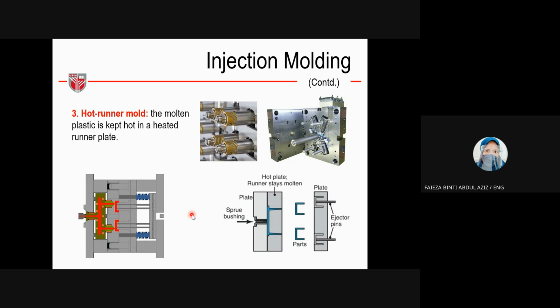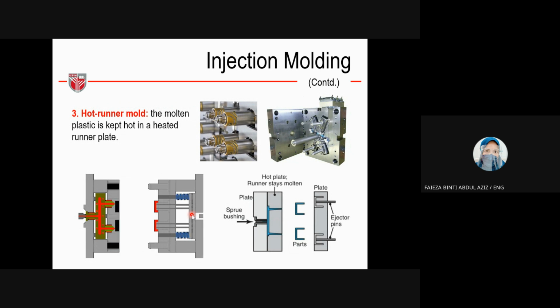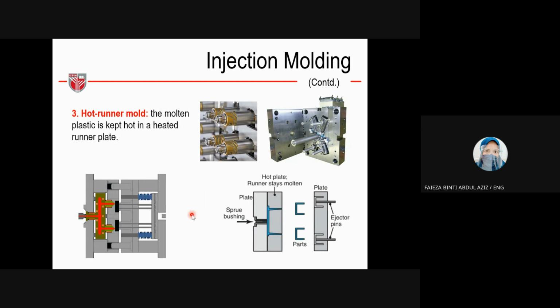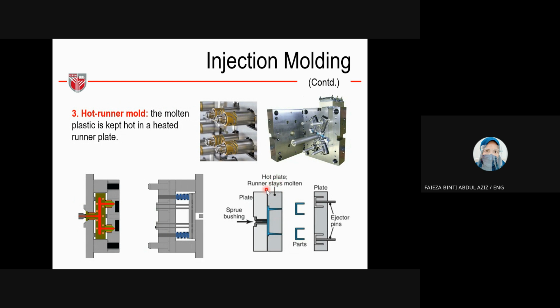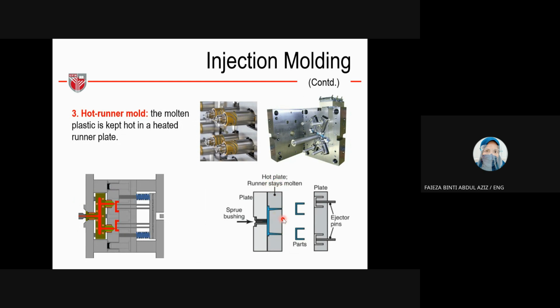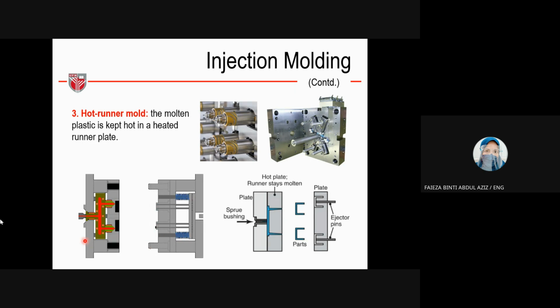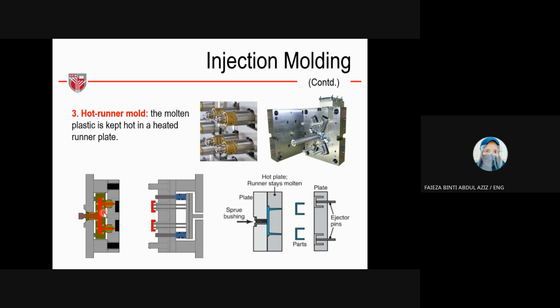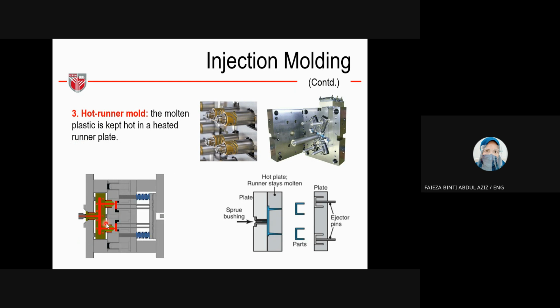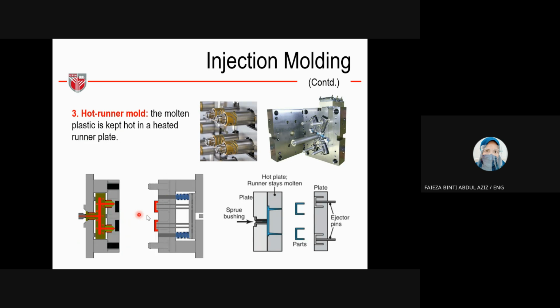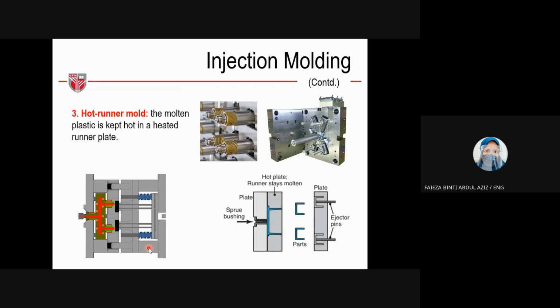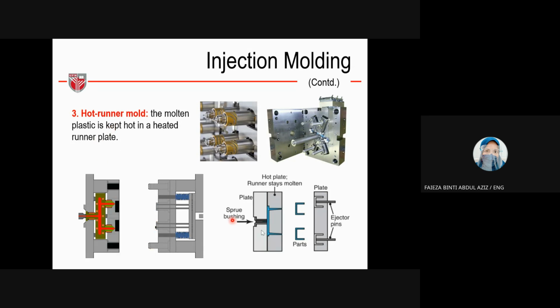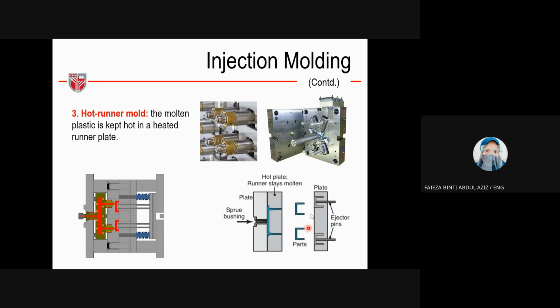The third one is the hot runner mold. The molten plastic is kept hot in a heated runner plate. So if you look at this one, the hot runner plate stays molten, that's why it's still in red color. We inject and the part falls down here, while this one remains hot. That's why we call it the hot runner mold. So we inject, these are the parts, then we eject.